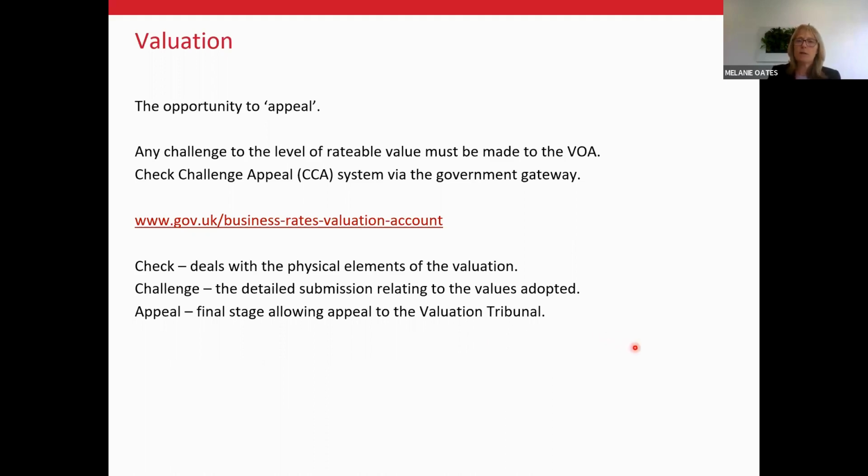So the price per square metre on your valuation, that is where you'll be able to put in a more detailed submission and your argument and evidence to say that that's too high and why it should be reduced. You'll then get a challenge decision back. The VO may or may not agree with what you've said there, and the final stage would be, if you wanted to, to make an appeal to the valuation tribunal, and in that valuation tribunal, you would appear and put forward your case.